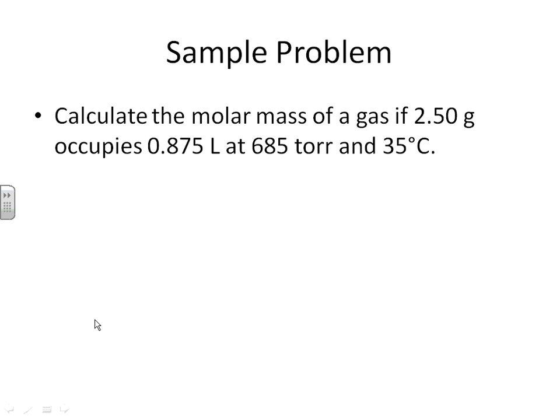Calculate the molar mass of a gas if 2.5 grams occupies 0.875 liters at 685 torr at 35 degrees Celsius. Well, molecular weight, they're looking for the molar mass. That means molecular weight. That's grams divided by moles.